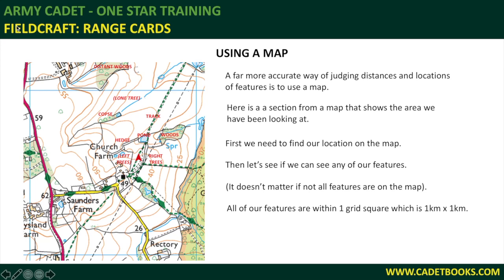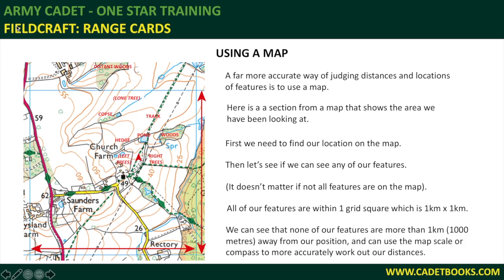All of our features are within one grid square, which is 1 kilometre by 1 kilometre. We can see that none of our features are more than 1 kilometre, 1,000 metres away from our position. You can use the map scale or compass to more accurately work out your distances.